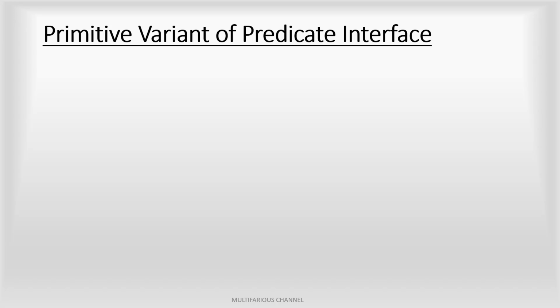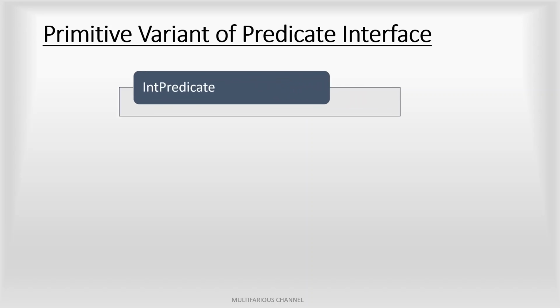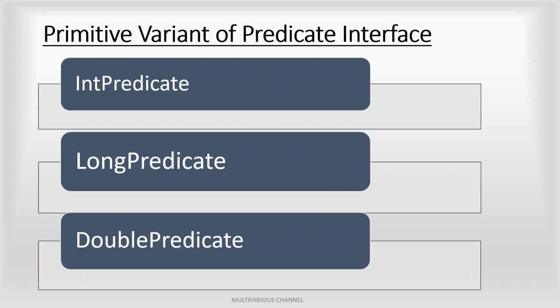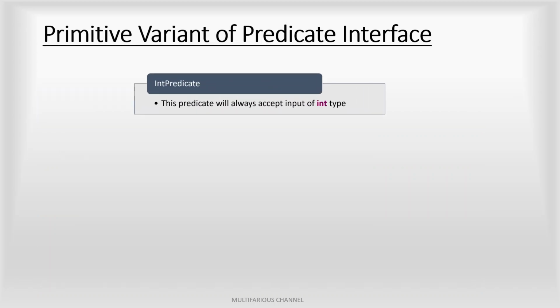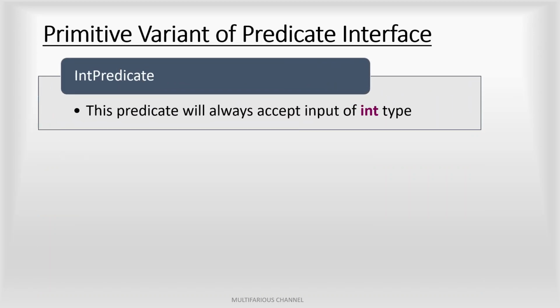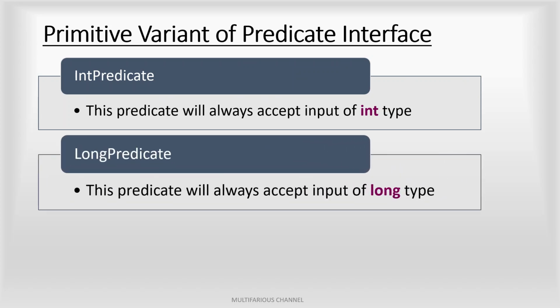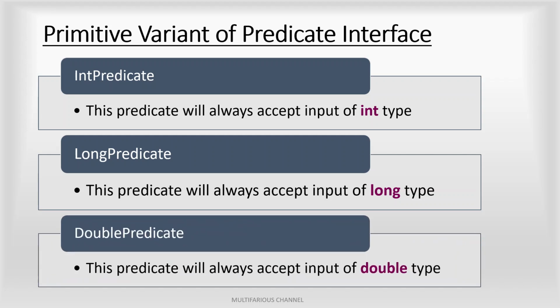The primitive variants of the predicate interface are IntPredicate, LongPredicate, and DoublePredicate, which are used to define predicate instances to operate on int, long, and double primitive types respectively. An IntPredicate will always accept input of int type. The LongPredicate will always accept input of long type. The DoublePredicate will always accept input of double type.